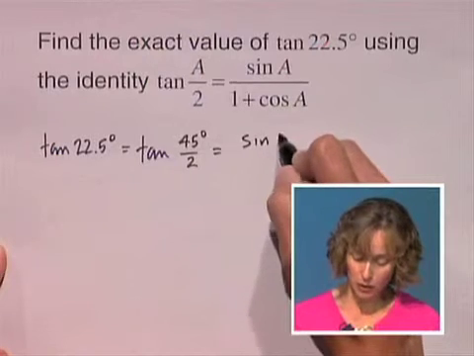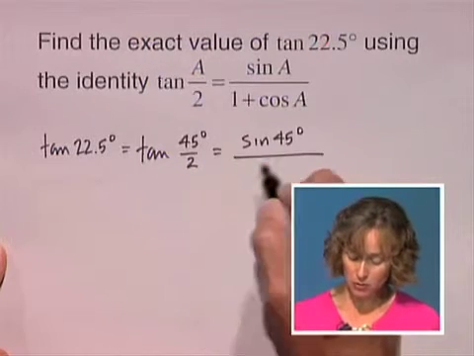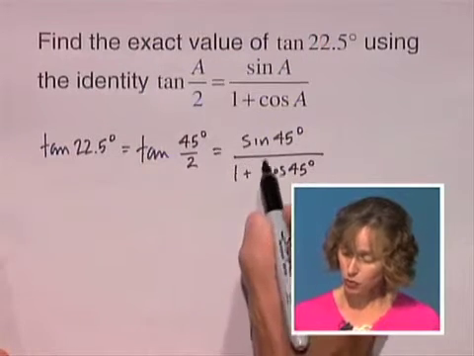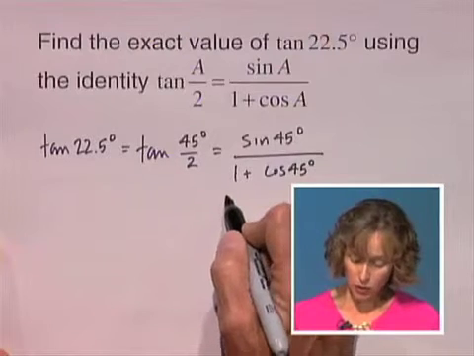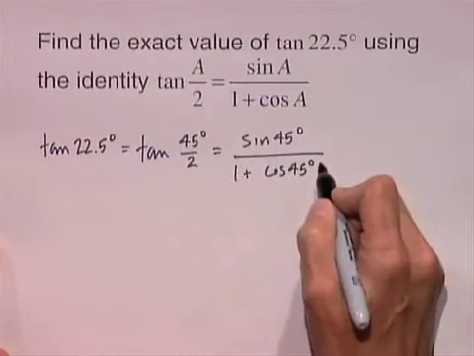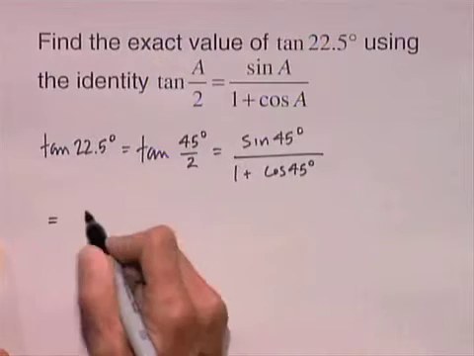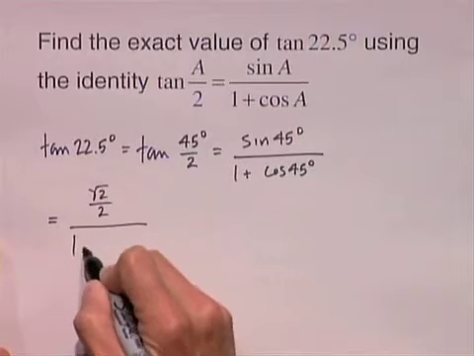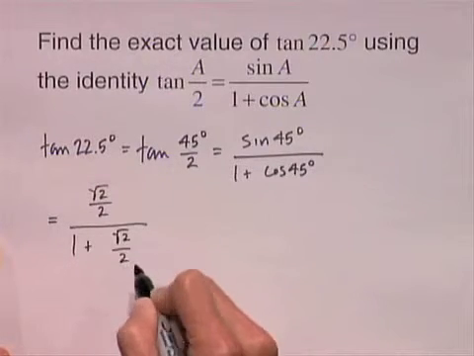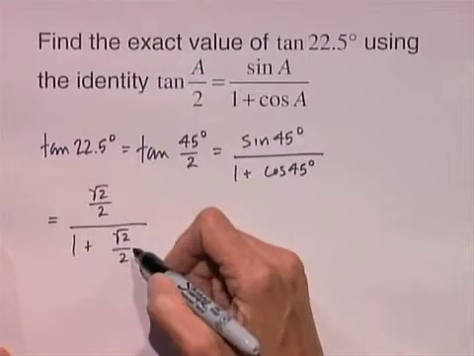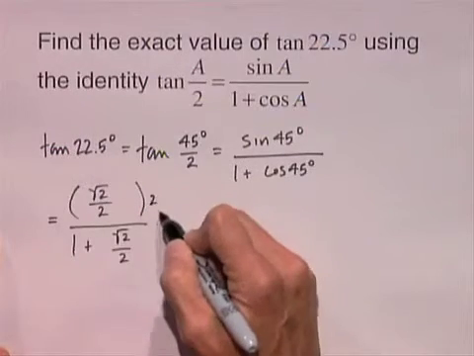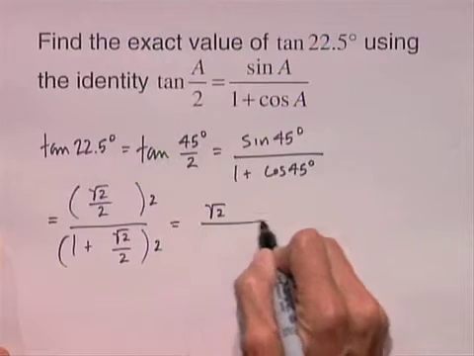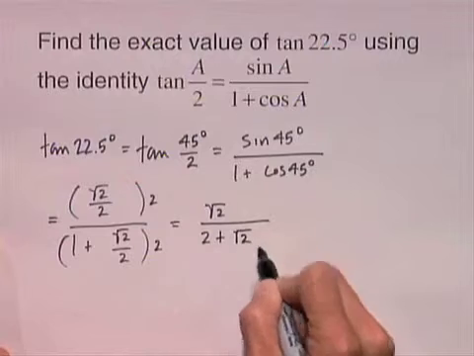So I'm looking for the sine of 45 degrees divided by 1 plus the cosine of 45 degrees, and I need to simplify after putting in those values. The sine of 45 is the square root of 2 over 2, and so is the cosine of 45. To clear the 2's, the denominator 2 in the big fraction, I'm going to multiply the numerator and denominator by 2 to get square root 2 over 2 plus the square root of 2.